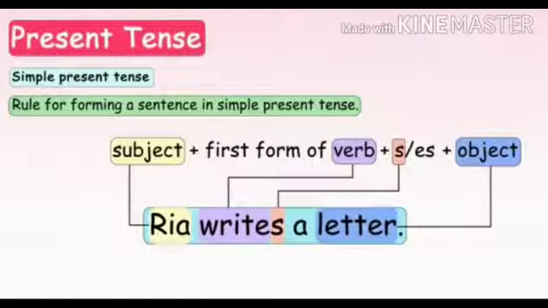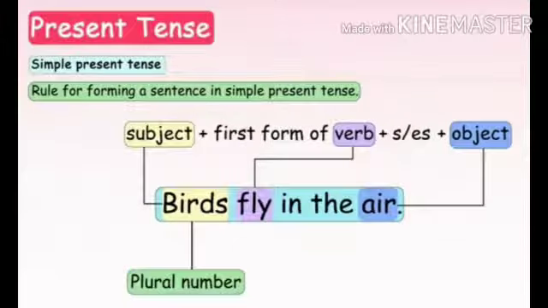Here it is written, Riya writes a letter. Now here Riya is what? Riya is the subject. Write is the verb. We have added s. Why? Because Riya is a singular name. A letter is the object. Now let us understand with one more example. Here you can see it is written, birds fly in the air. Now birds is the subject, it is plural. Fly is what? Verb.